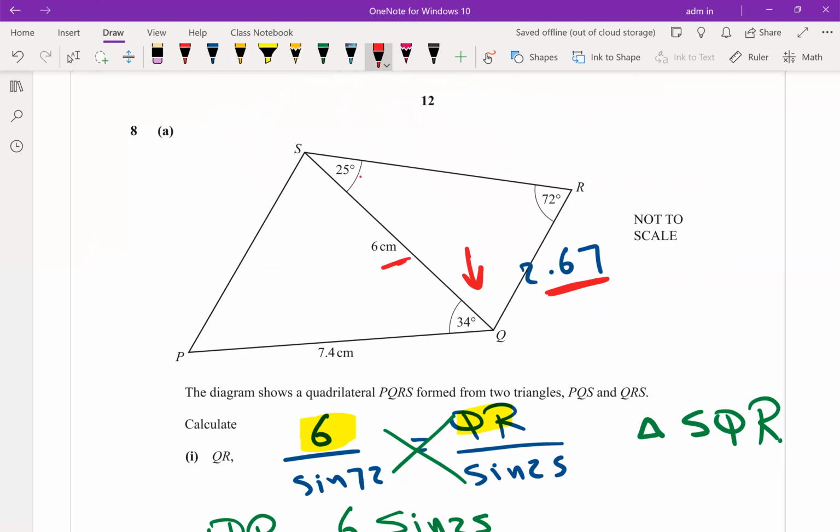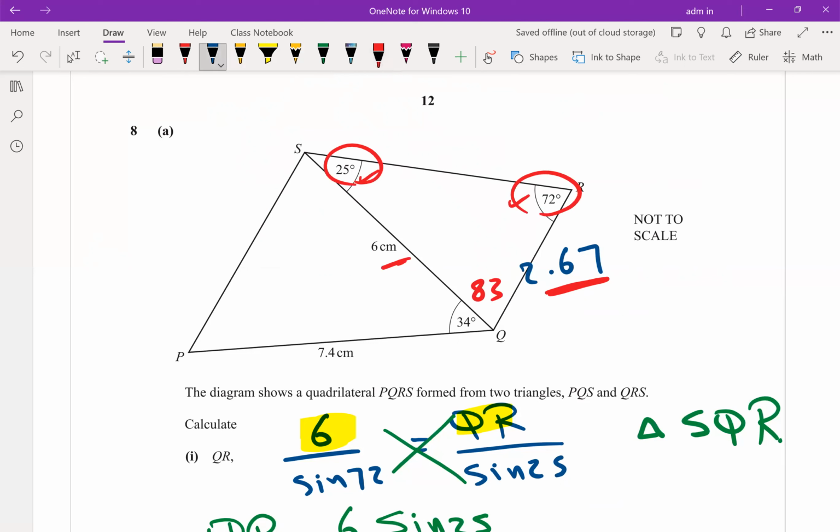We have two angles, add up to 180. What is the measure of this angle? 180 minus 25 and 72. It's 83. 83, correct.